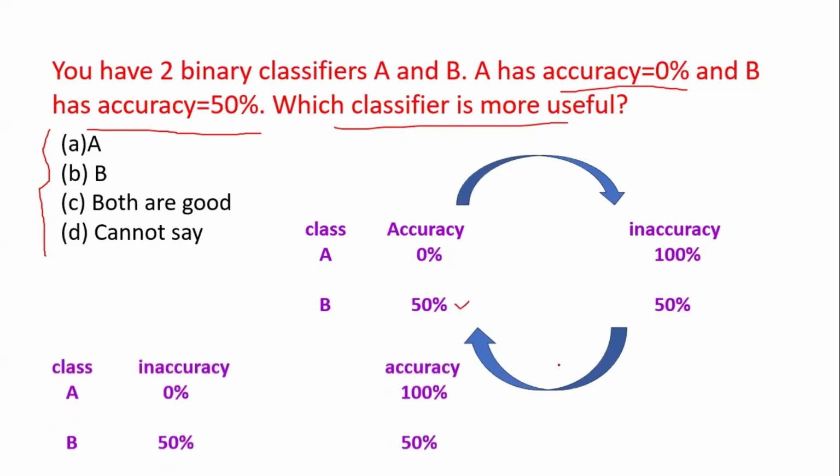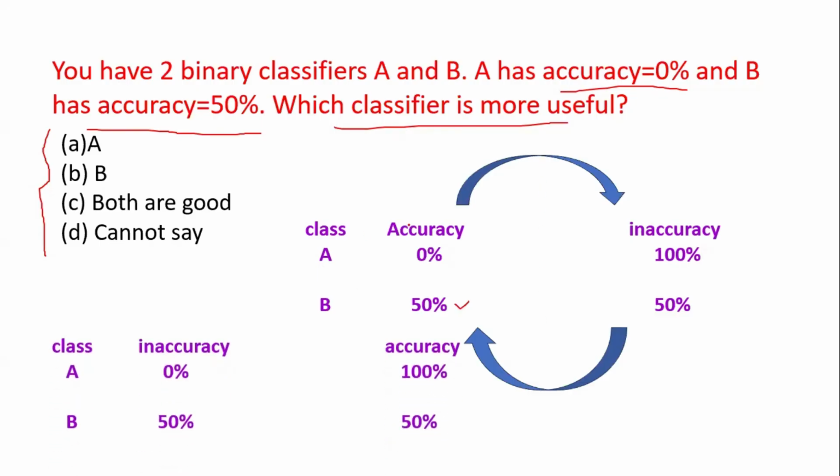Do you understand what I am trying to say? If we change the label, that means in case of inaccuracy, we put accuracy, and in case of accuracy, we put inaccuracy. So if we just change the label, our classifier is more useful. So that means class A is more useful, and that will be our answer.